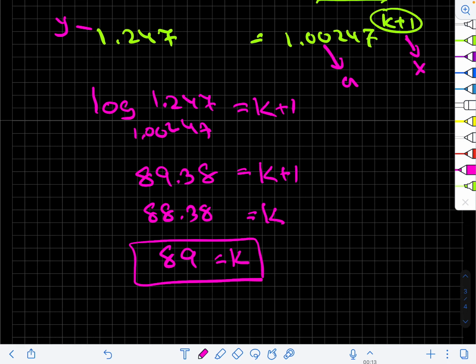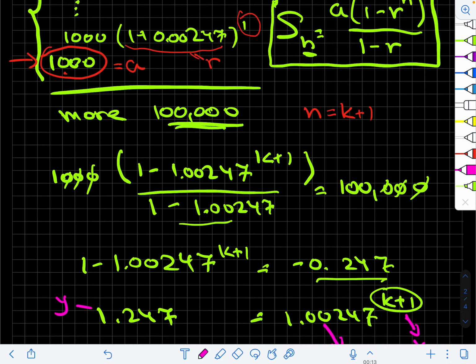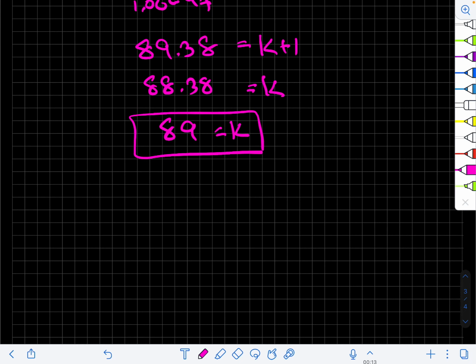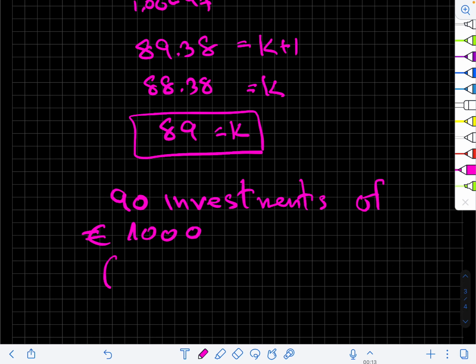Now I go back to my question and I remember that actually I marked the amount of time periods that I want to invest. How many investments do I need to make? K plus 1. So actually I'm going to have 90 investments of €1,000, and that will take me altogether 89 months, because I'm putting one at the beginning of the month and one at the end of the month. So we can look at it as 89 months inclusive or 90 months, depends how you want to look at it. But altogether we have 90 investments because it's k plus 1.